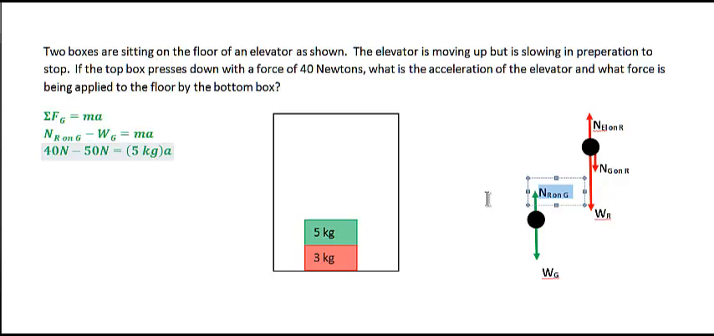So that's 40 newtons minus the weight of the green box, 5 kilograms times 10 meters per second squared, which is 50 newtons. All of that is going to make the 5 kilogram box have a certain acceleration. Well, it's just a matter of doing that math now. Left side works out to negative 10. Right side is 5 kilograms times a. When you solve for a, you get that the acceleration is negative 2.